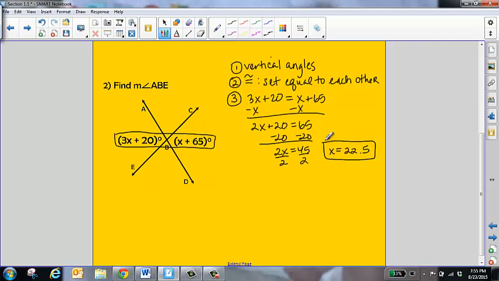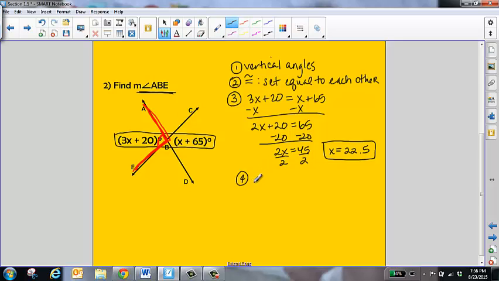Now step 4 that we have listed in our foldable is to substitute if needed. So in this case, we're asked to find the measure of angle ABE. So that means we do need to substitute this back in. So ABE, if we start at A, go to B, and then over to E, we're looking at this angle here, okay, this guy. So the expression that's being used to represent angle ABE is 3x plus 20.